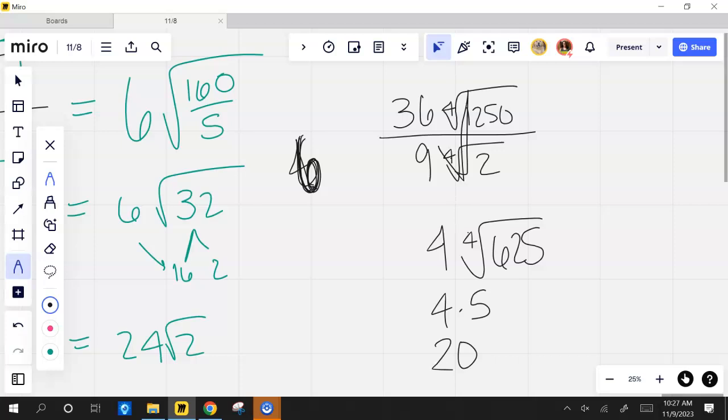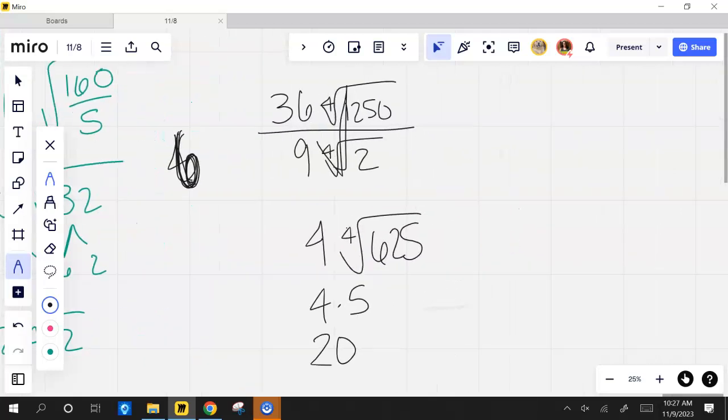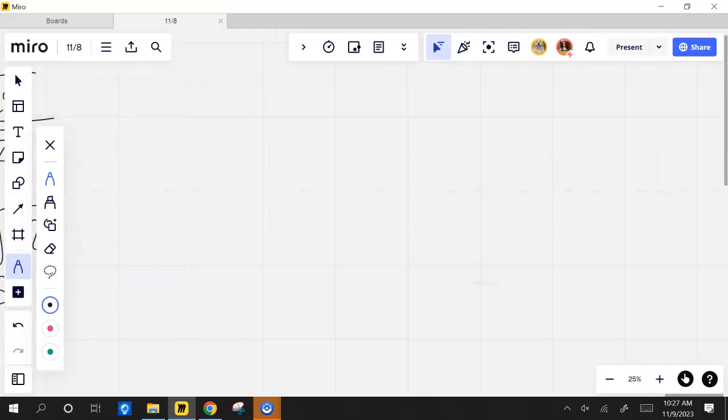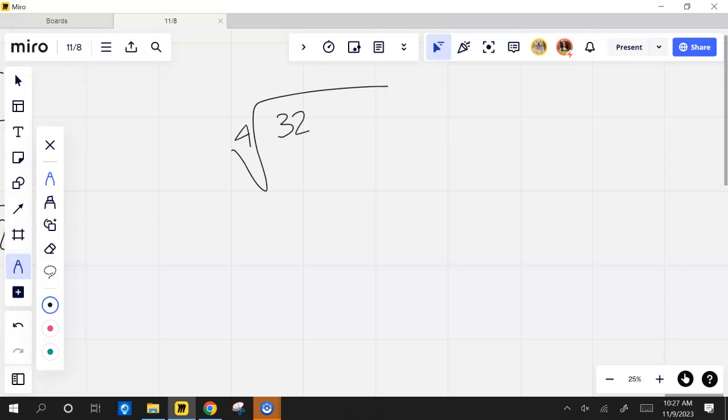Not right now, no. Let's focus on simplifying these. Let's do one more and see. Well, what if you put in a variable? Like, what if it was... what happens?